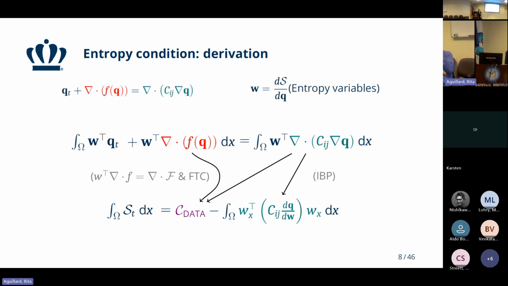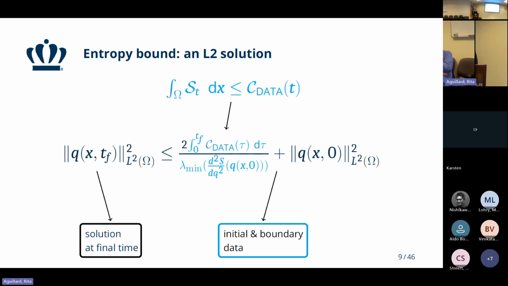To do that, I write the equation in divergence form, and then we take the entropy variables, which are just the derivative of the entropy with respect to the conserved variables. Then we simply multiply this PDE from the left and integrate over the domain. We use the compatibility condition and the fundamental theorem of calculus to turn the inviscid terms into boundary data. The key operation here is integration by parts, and that gives us some terms on the boundary, and then we get a positive semi-definite term. What's interesting is that from there, we can get a bound on the time derivative of the entropy with boundary data, and that can be shown to translate into an L2 bound on the solution by initial and boundary data.